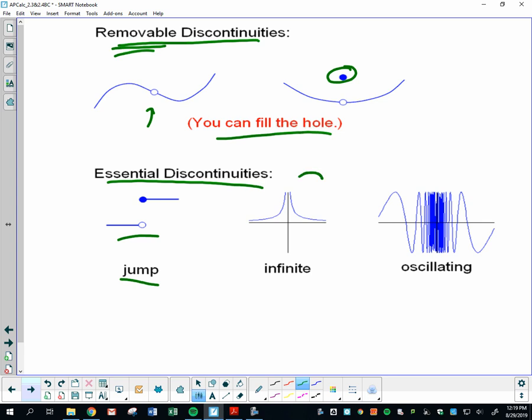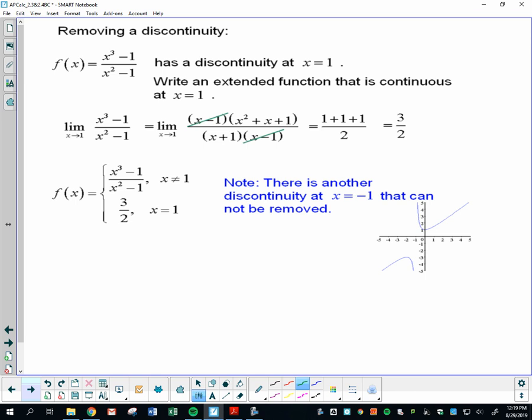This is a very common function too, such as y equals 1 over x is an example, or y equals 1 over x squared. These functions are discontinuous because of the asymptote, and they are not able to be removed. And oscillating is really a weird one that looks like this. It doesn't come into play too often, but it might.